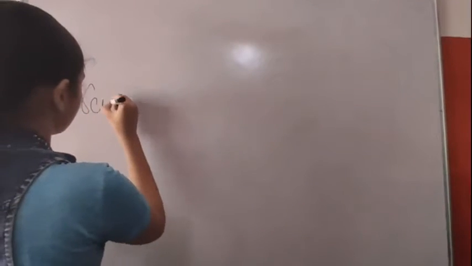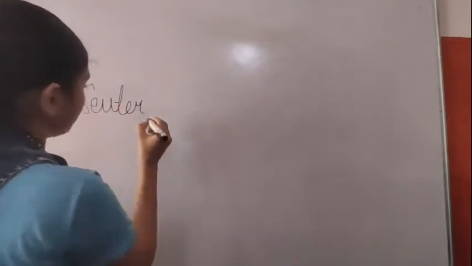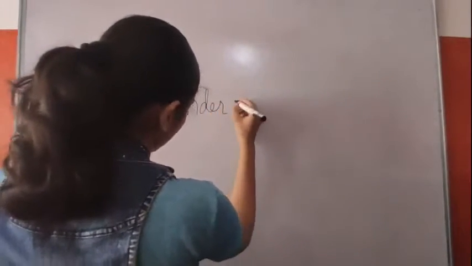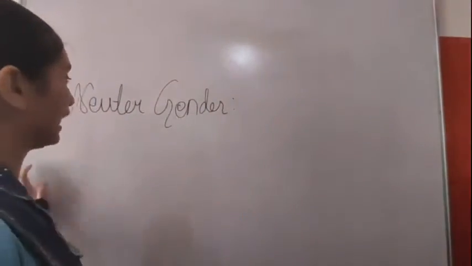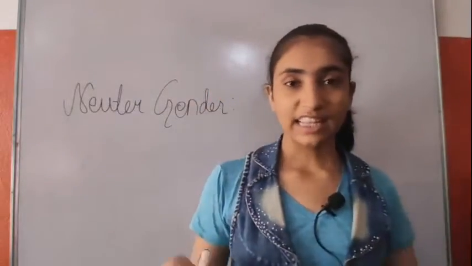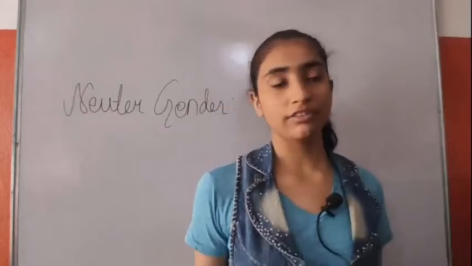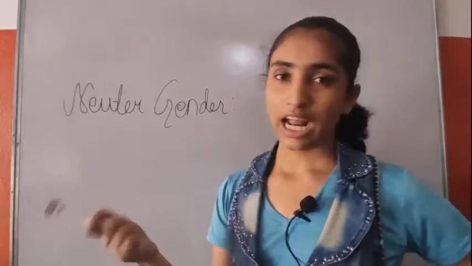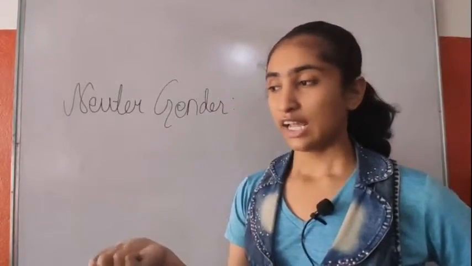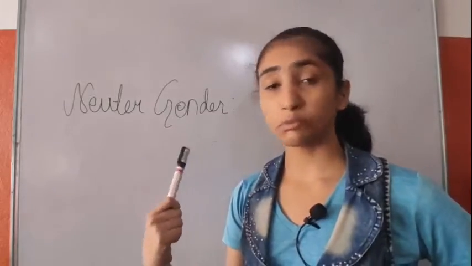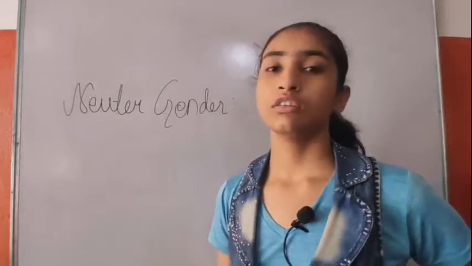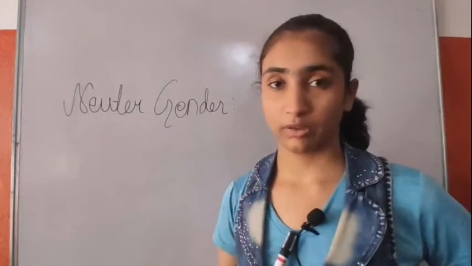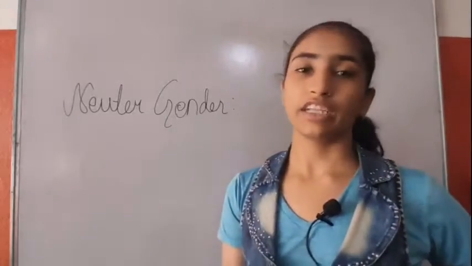Now, if I talk about neuter gender, the definition is that the noun which identifies non-living things, which have no life, is known as neuter gender. As I have told you all, with this marker, I cannot talk to it, I cannot work with it, it cannot grow, it cannot breathe, and it cannot talk to me. So I can consider that it is a non-living thing.